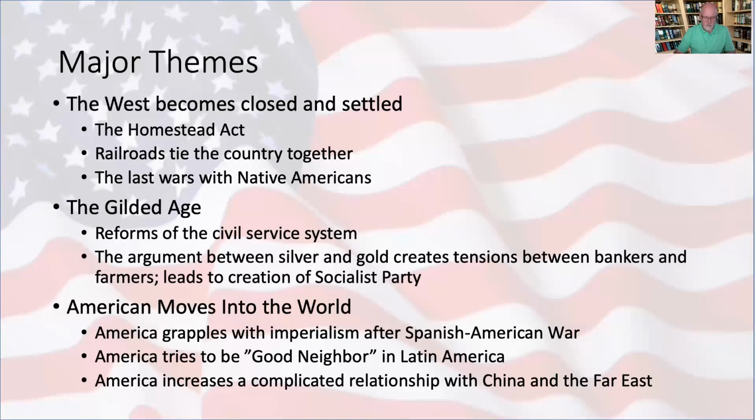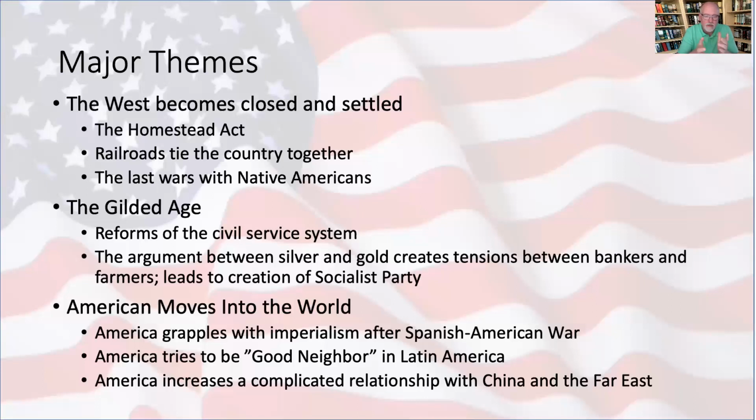And finally, most importantly, America starts to move into the world. During the time that we're settling the plains, filling in the country, as it were, minding our own business, doing business, because that's what America does, we do business. But now, because of the situation with Cuba, the U.S. grapples with the notion of imperialism.